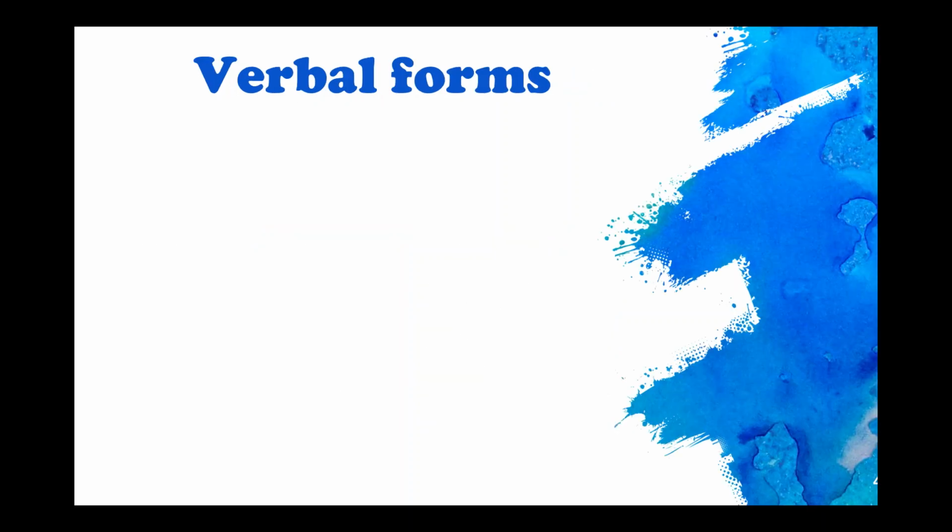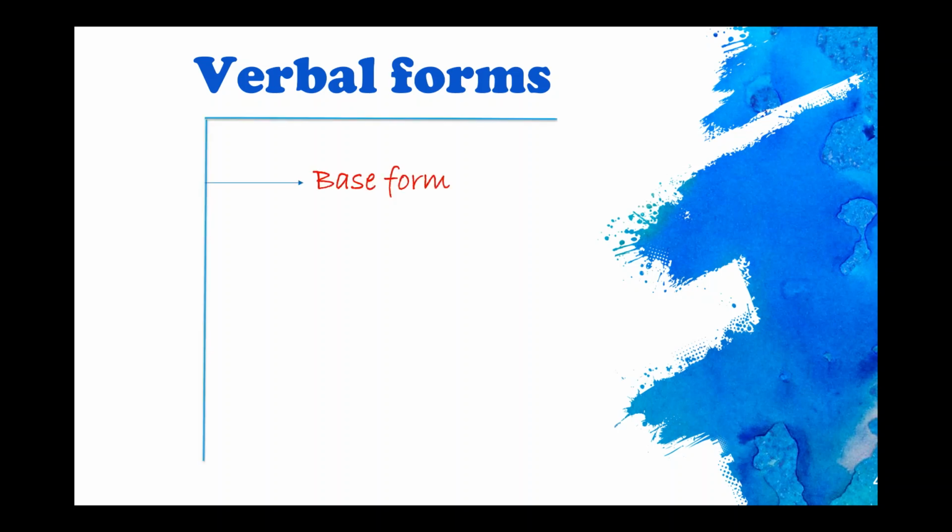You need to pay attention to verbal forms. You need to pay attention to how the main verb could vary in form, how the main verb could change its form. Accordingly, we have more than one form. The first one is the base form. That is to use the verb in its base form without any addition. The second form is the S form. That is the third person singular S form.